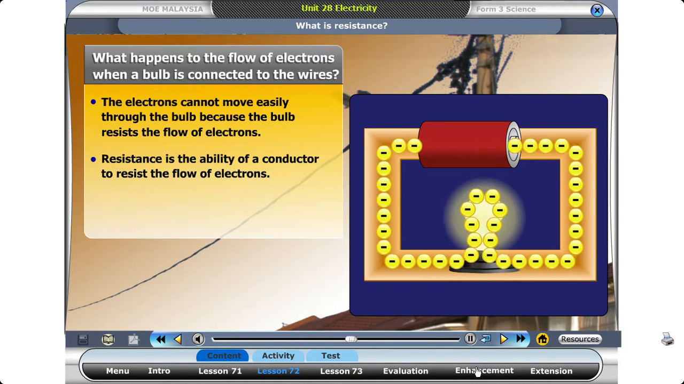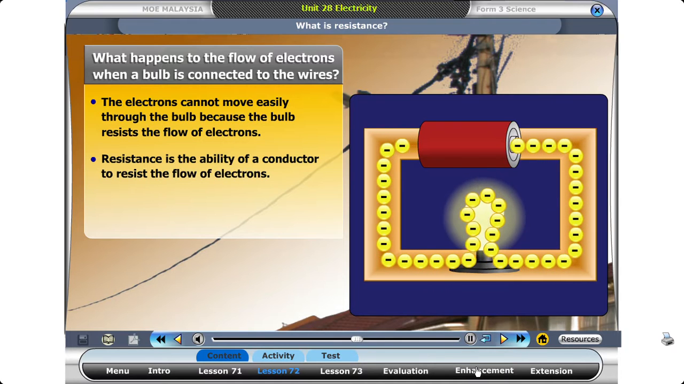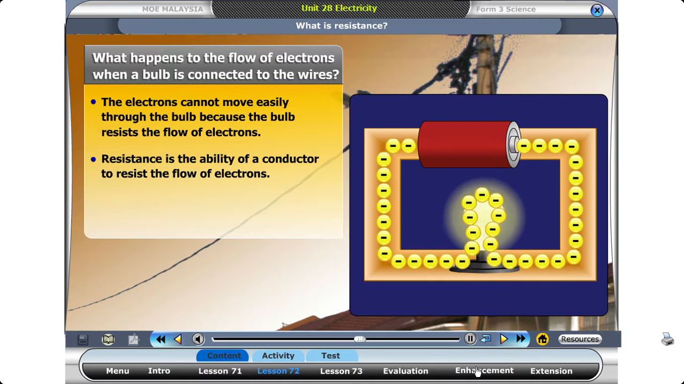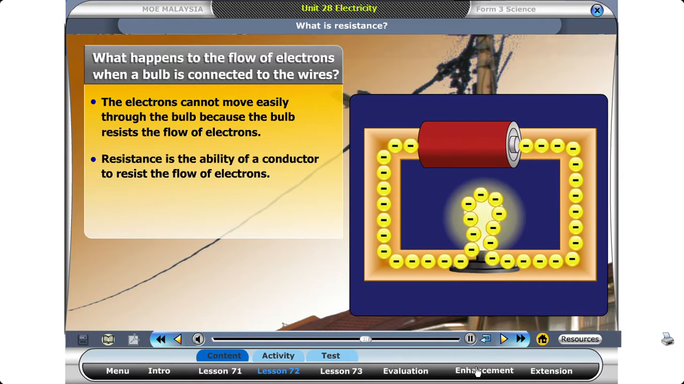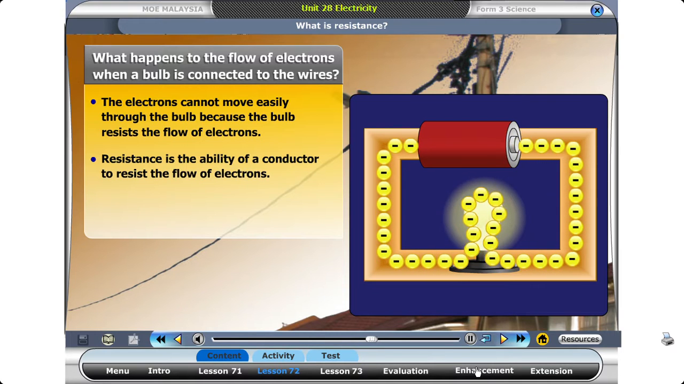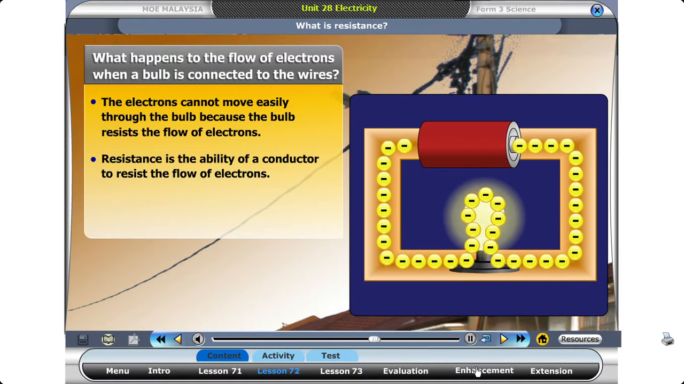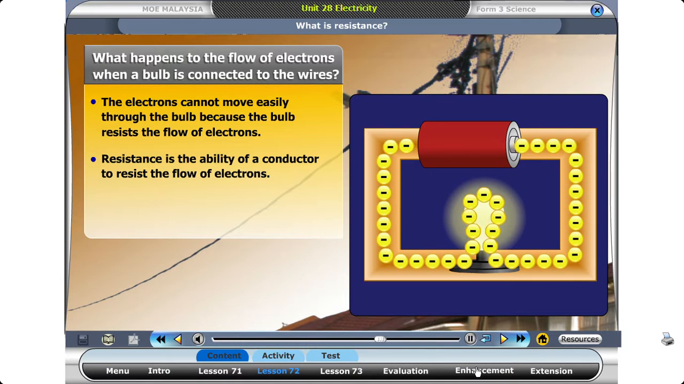Let's watch the animation again. What happens to the flow of electrons when a bulb is connected to the wires? The electrons cannot move easily through the bulb because the bulb resists the flow of electrons. Resistance is the ability of a conductor to resist the flow of electrons.